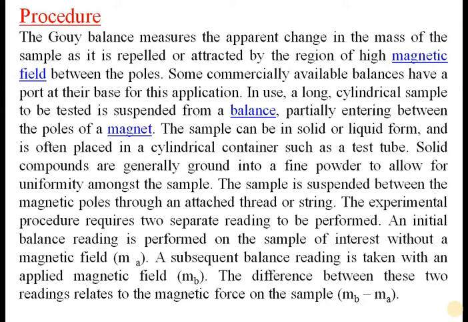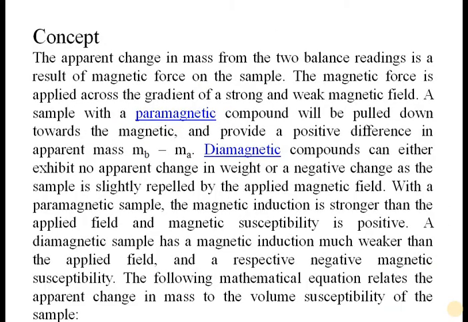The experimental procedure requires two separate readings to be performed. An initial balance reading is performed on the sample of interest without a magnetic field, Ma. A subsequent balance reading is taken with an applied magnetic field, Mb. Here is Ma and Mb. The difference between these two readings relates to the magnetic force on the sample, Mb minus Ma.